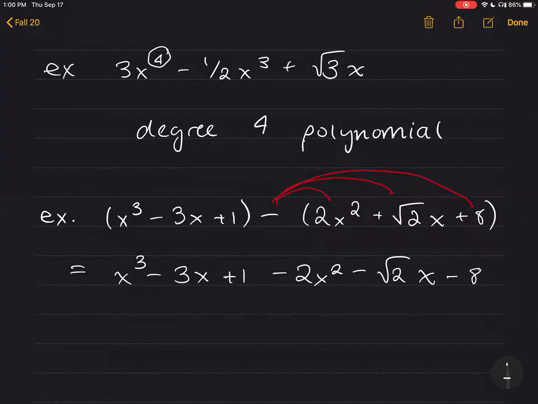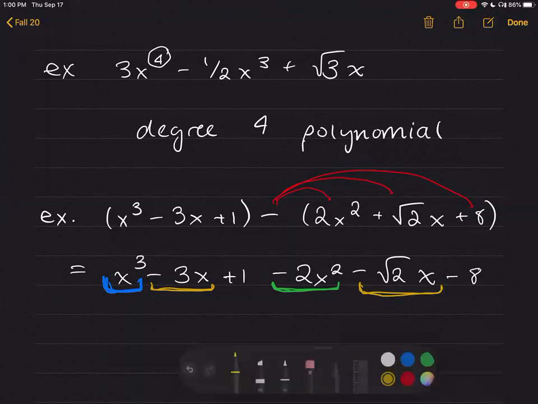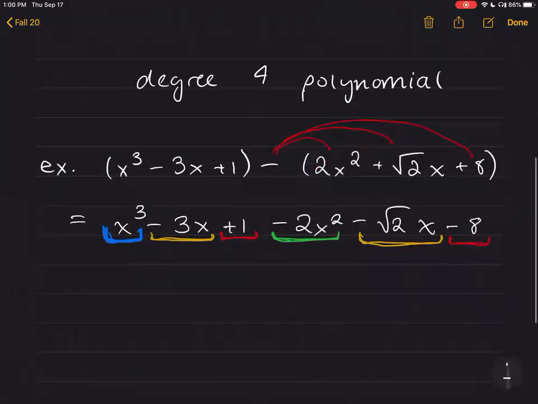Okay. Then what we do is we're going to collect like terms. So here is a cube term. So that's an x to the 3 term. There's no other x to the 3 terms. So that's good. And then we have an x squared term here. We actually don't have any other x squared terms. And then we have an x term here, and we have one here. And then we have just constant terms here and here. So what we're going to do is we're going to combine them. So just one blue one, so that stays the same. Just one green one, so that also stays the same.